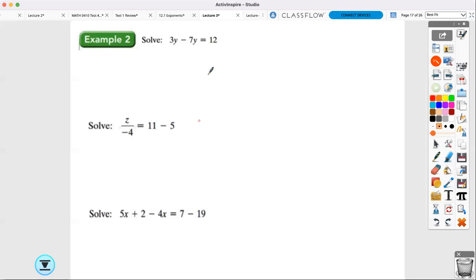3y minus 7y equals 12. Draw a line down the equal sign. Now, on the right side, there's nothing to combine, so bring down the 12. But the left side, the 3y minus 7y, those are like terms. 3y take away 7y results in negative 4y. And then to get y by itself, remember they're being multiplied, right? The opposite of multiply is division. I'm gonna divide both sides by negative 4. The 4's cancel, and I get y equals negative 3. And we're done.